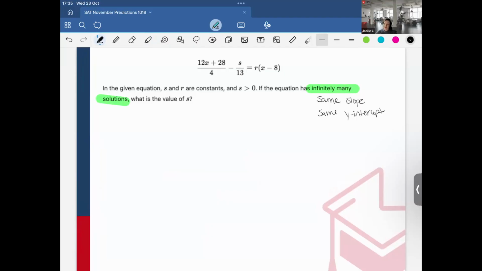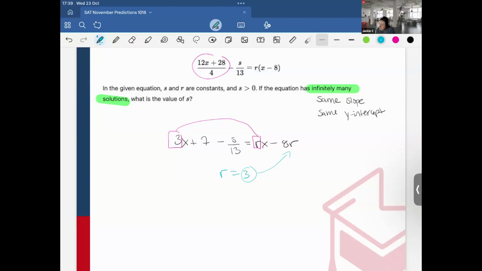Okay, so I would say first, just simplify this, divide everything by 4. So it'll become 3x plus 7 minus s over 13 is equal to r times x minus 8. I'm going to go ahead and expand though. So this would be Rx minus 8R. Okay, why am I doing that? Because I can see that the 3 would correspond to R. So then it's like, okay, so R for sure equals 3.